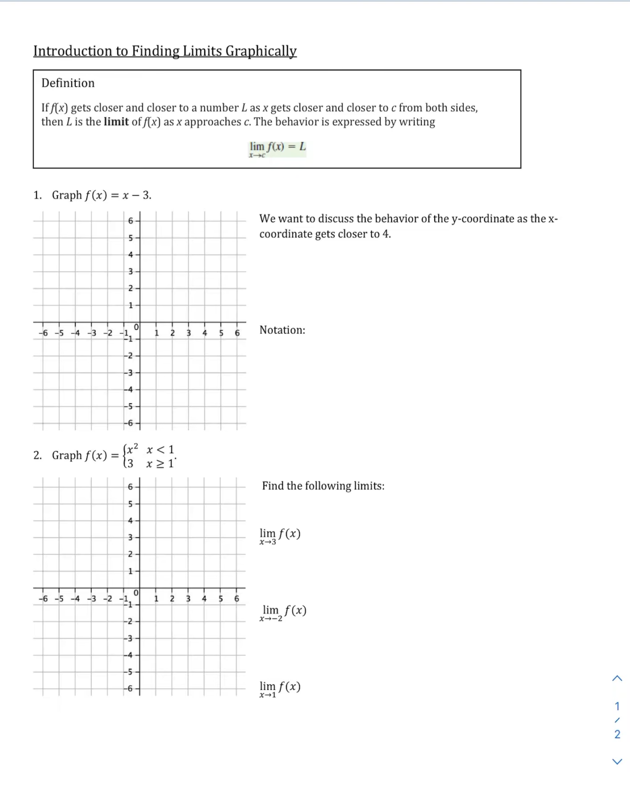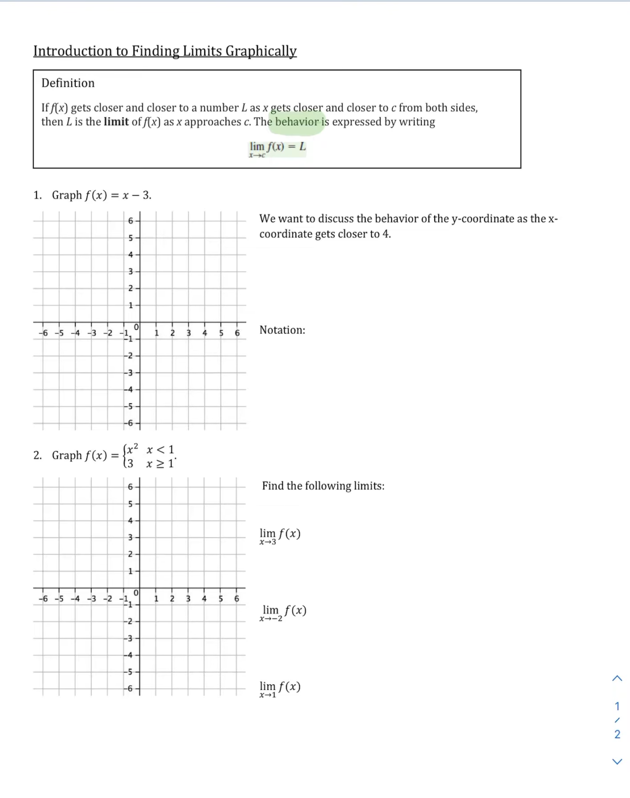So the key word here that we're looking at is the word behavior. It's important to remember that when you're looking at a limit, you're looking at the behavior of what's happening with your function. And what's happening there is that you are given what x is doing. So you are told this is what x is approaching. So x is getting closer and closer to this number. And then you're going to answer what y is doing.